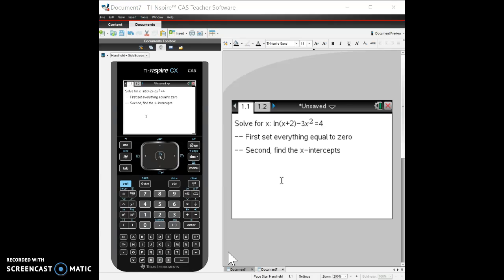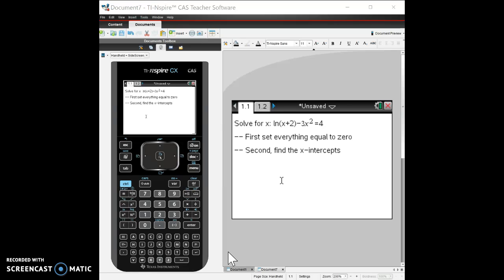Whenever we're solving an equation without a calculator, we're probably factoring or solving in some other way we can do by hand. But with a calculator, there are really only three ways to do this. The first way is to find the x-intercepts, which is what I'm going to cover in this video. The second way is to find the intersections, which I will cover in another video.